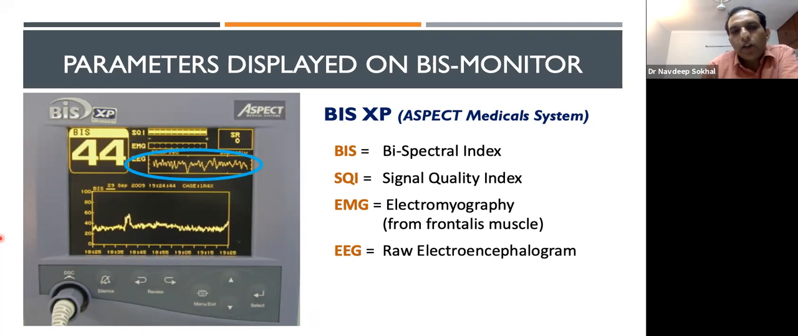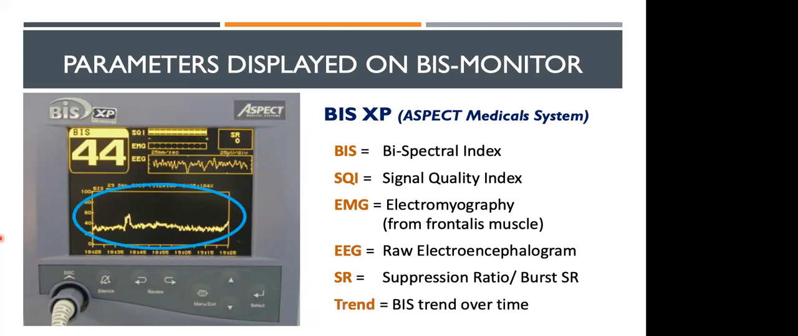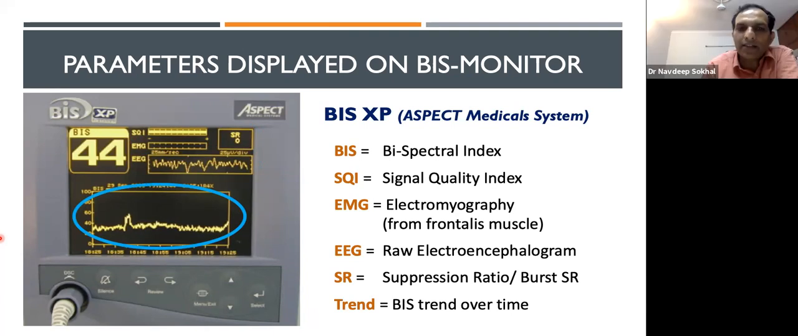Then you can see the raw EEG, which is being recorded and processed. Besides that, you can see SR. SR is nothing but suppression ratio, or burst suppression ratio. What does it mean? I'll discuss it later. And this is the trend. If you see over time how the BIS has gone, there was some BIS between 14 and 15, and suddenly there was a rise. Probably here the patient became slightly awake. Then it returned back, and then it's going like this. So this is how it shows the trend.